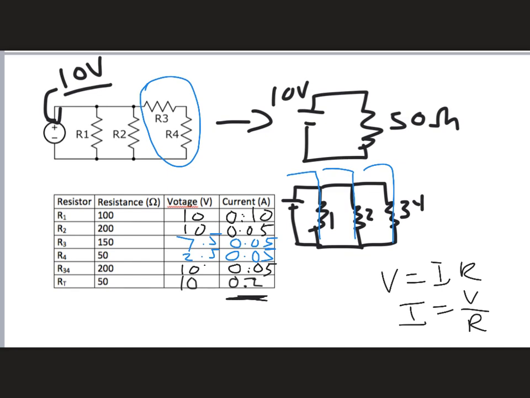And note, these voltages of R3 and R4, those drops need to add up to be 10 volts, because we know there is a 10 volt drop across R3 and R4, or R3,4. So if I add together 7.5 volts and 2.5 volts, I get 10 volts, which is, again, that built-in check.